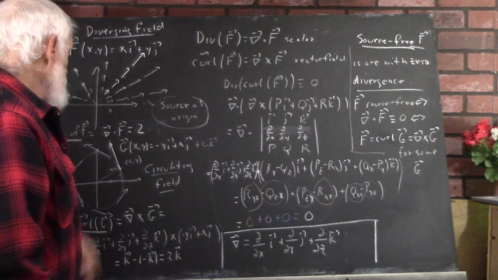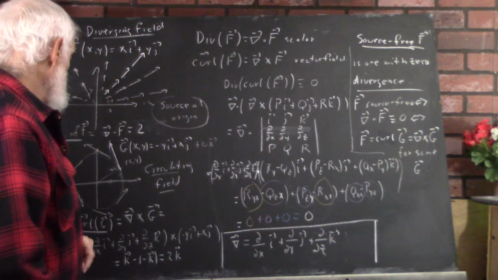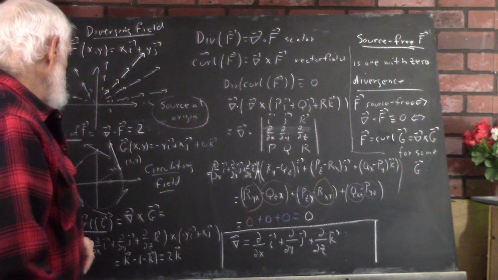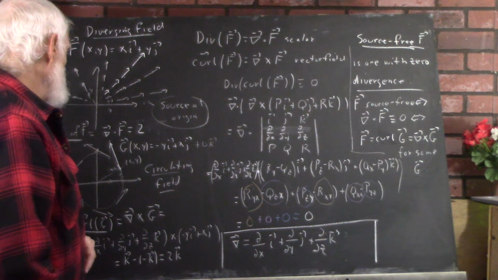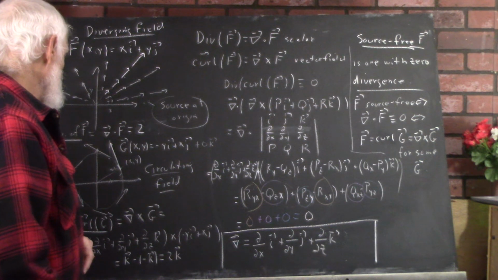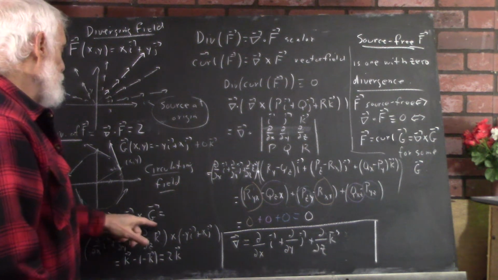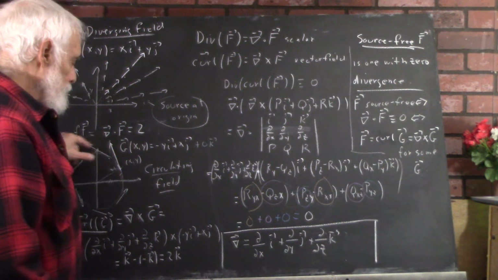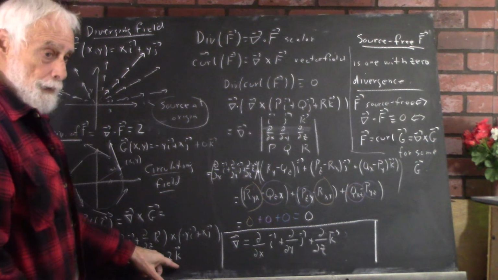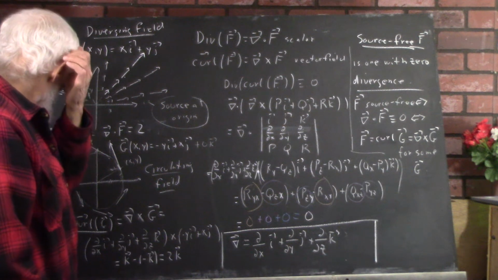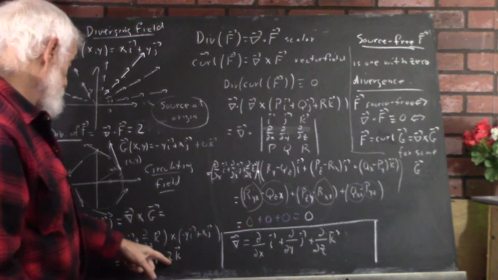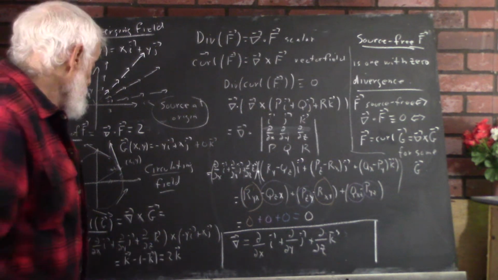Okay, so there's a circulating field. The curl of a field is del cross G. So for example, the curl of this field is the constant 2K. Now that is related to the fact that you have a constant angular velocity throughout space, since this is constant.